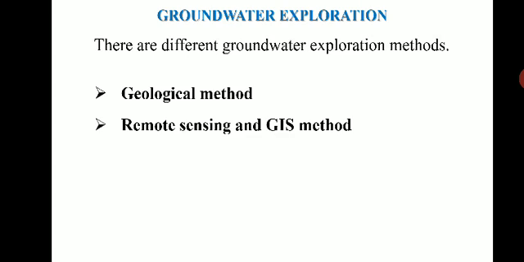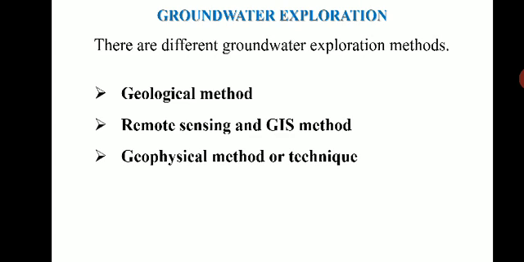Then vegetation, then land use, land cover patterns. All that information you can extract just by observing the satellite images or the aerial photographs. So that is again a very helpful technology to know about the groundwater.